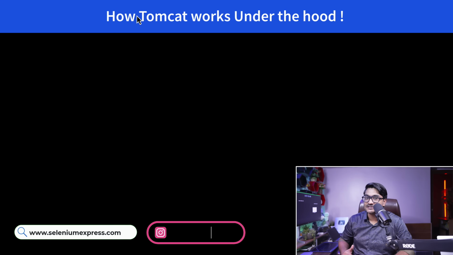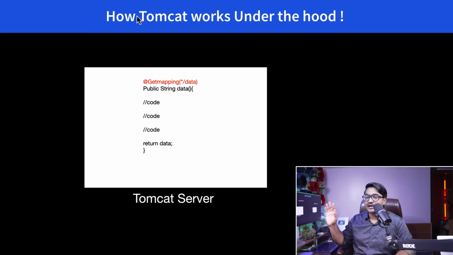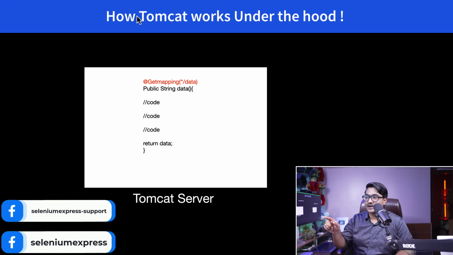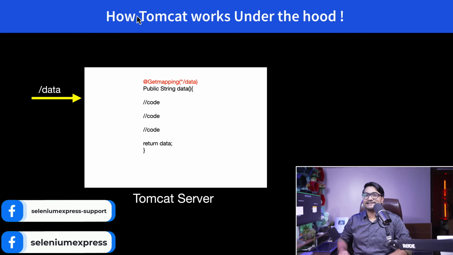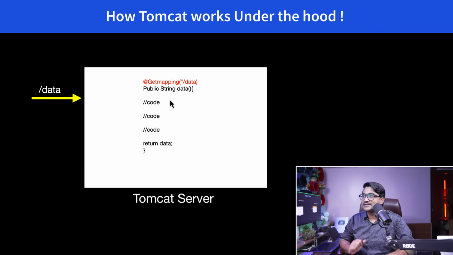All right, so right now, let's check how the Tomcat server works under the hood. What actually happens when a request comes into your web server. Imagine this is your Tomcat server. Imagine these are the pieces of code that you have written in your Spring Boot application and you have deployed inside the Tomcat server. Now a user request is coming in, and that's /data. And let's say there is an endpoint available inside your application called /data. Now the user hits the same request. Now this piece of code that you have inside the Tomcat server will be executed. But how does that code get executed? Let's check over here.